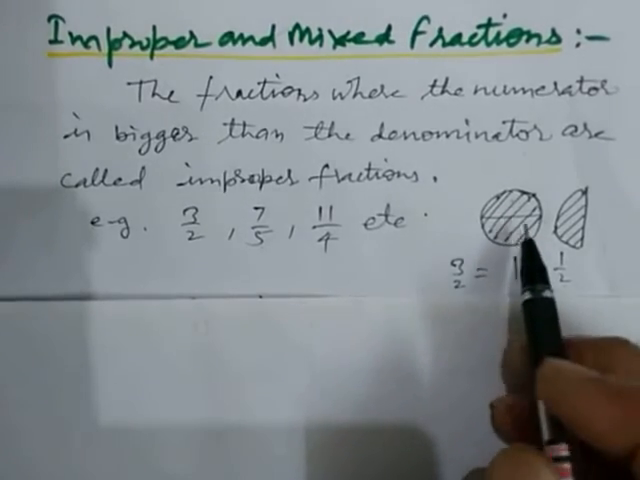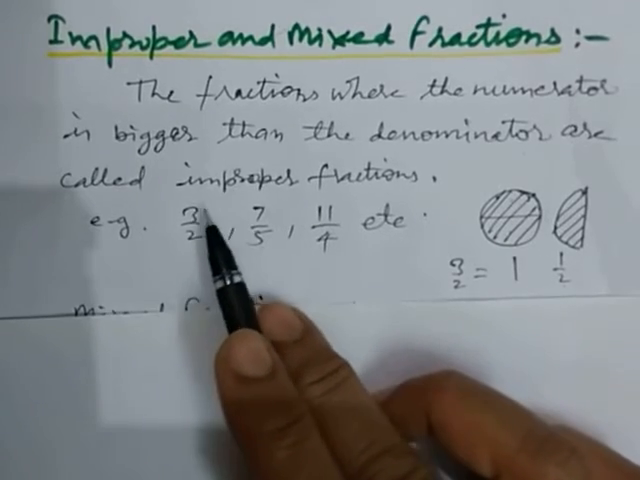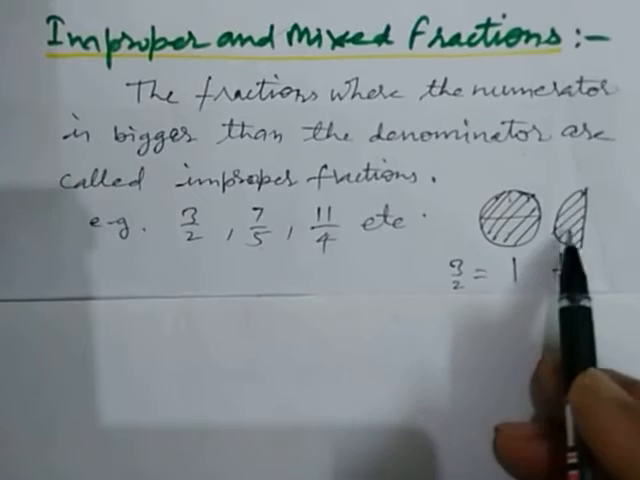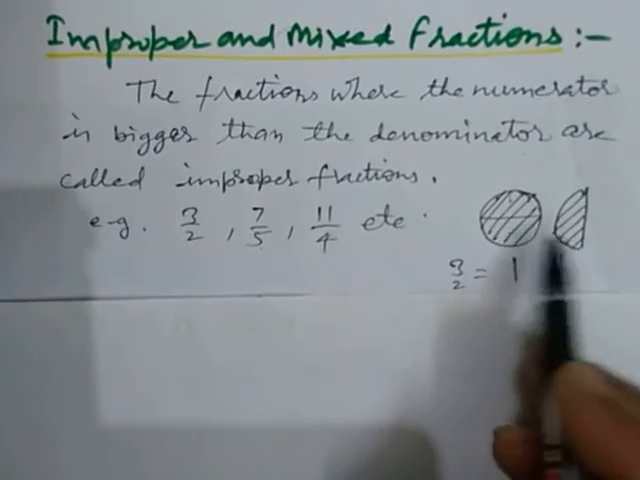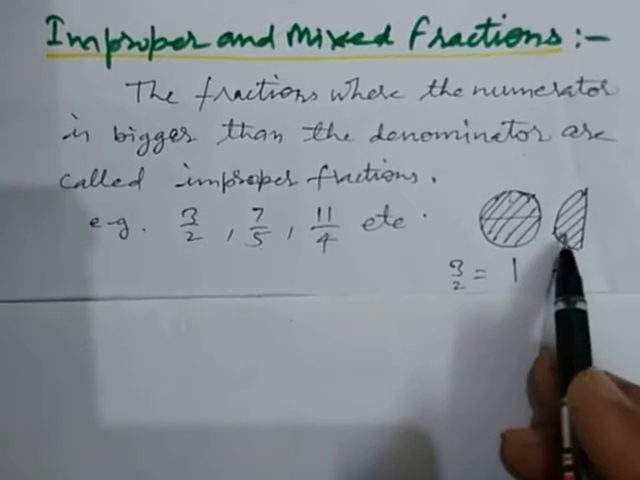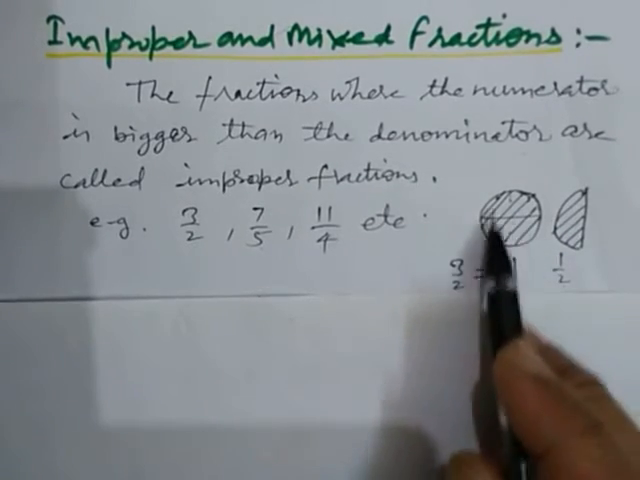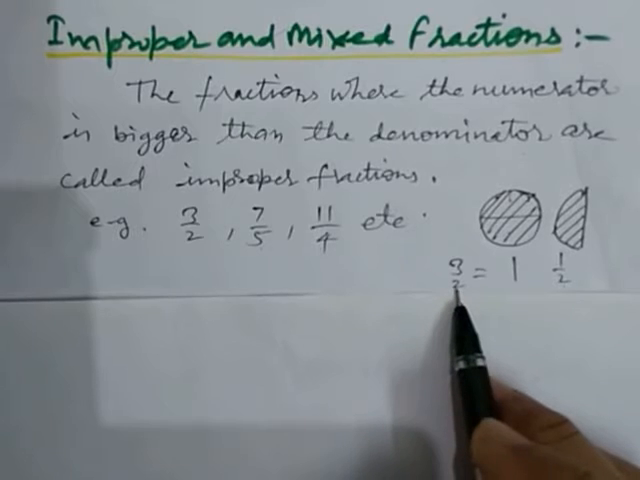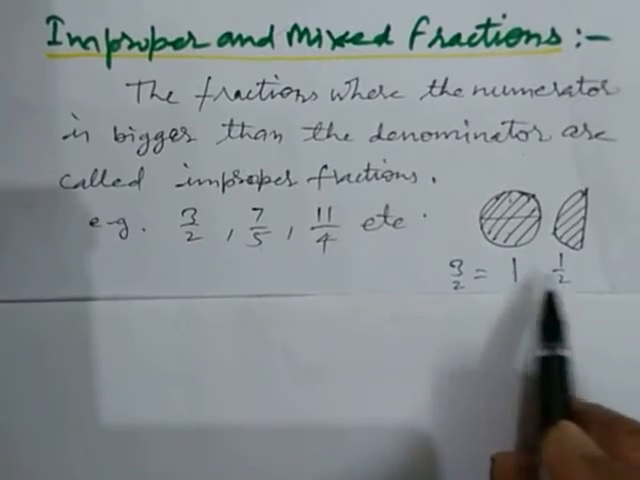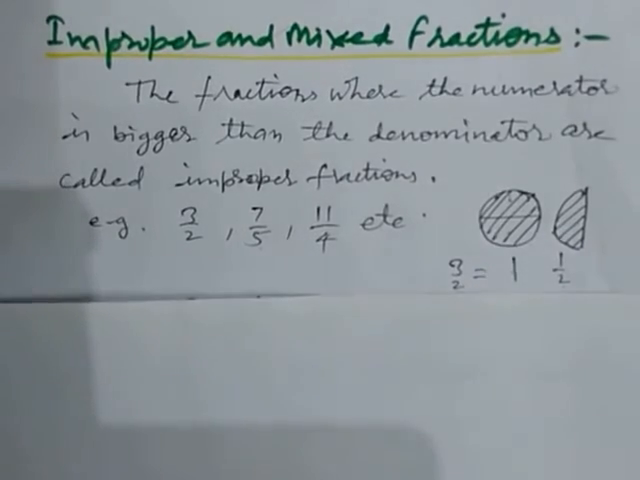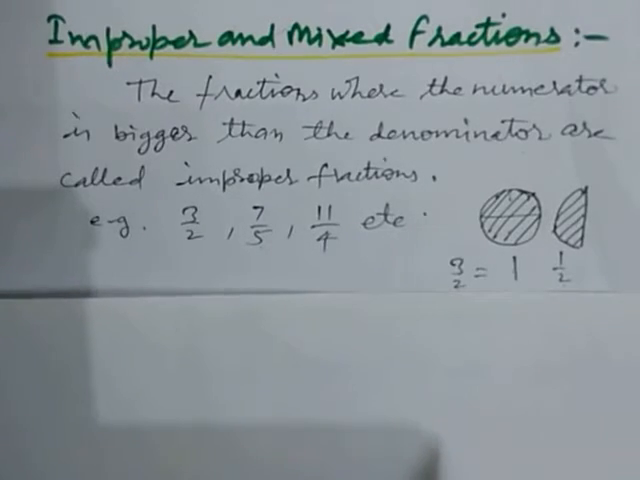Okay. Now here we consider 3 parts. So 2 are this and the 1 is this. So total they become 3, and as a whole 1 part having 2 parts. So 1 and a half represents the 3 by 2. So this way we can represent an improper fraction.